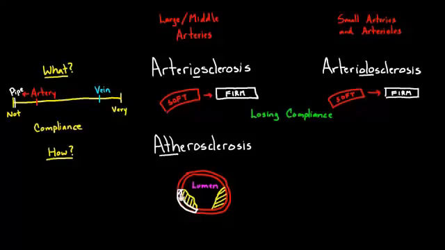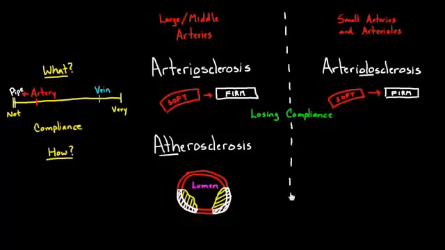So this wall, instead of being nice and soft and red, I'm going to draw it as very firm and white. Very firm. So this part of the wall, and maybe even this part of the wall, become very non-compliant. They lose compliance here. So these parts of the walls are very firm. They're not going to stretch out very easily. So that's atherosclerosis.